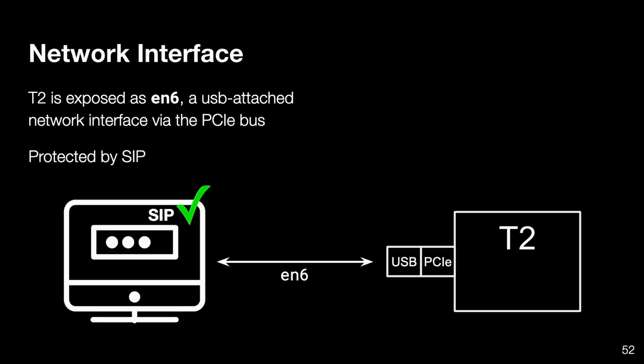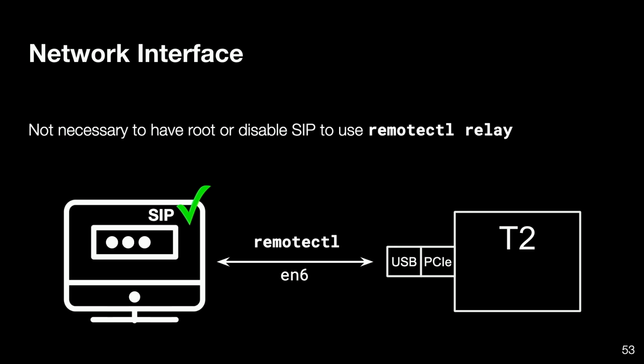The T2 exposes itself to the macOS host as a USB-attached network interface over the PCIe bus called EN6. And this interface is protected by SIP, System Integrity Protection, so we can neither read nor write it. It's also worth noting that the T2 chip and the macOS host over this interface have static fixed IPv6 addresses and static MAC addresses. We found this to be common on various systems that we tested.